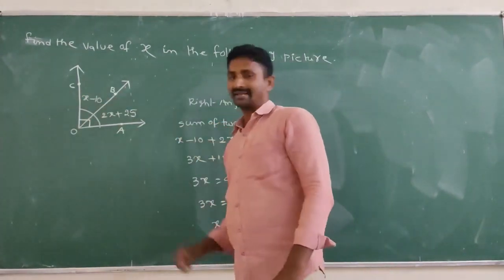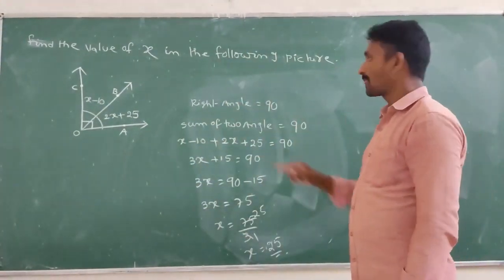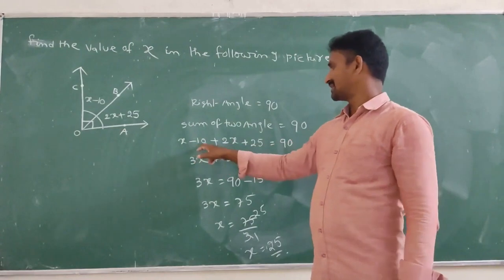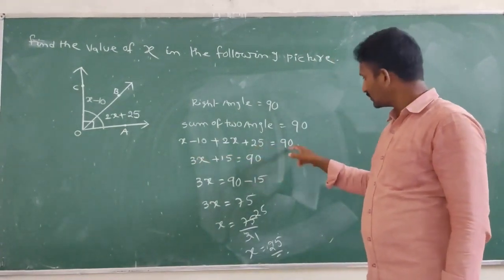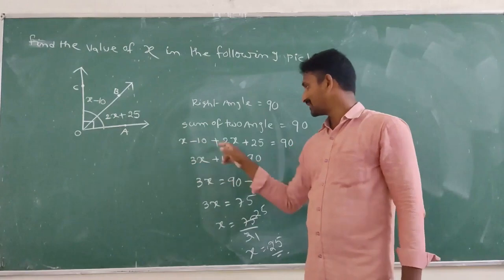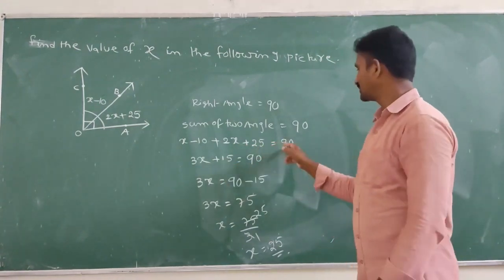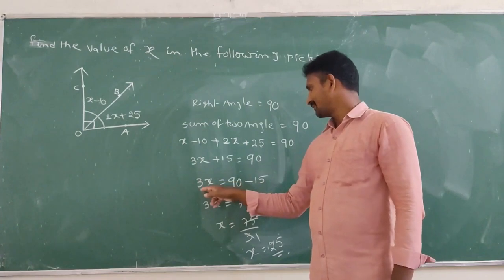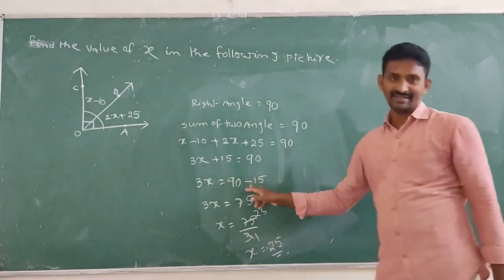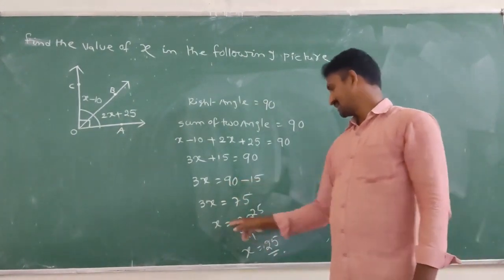Again, it is a right angle triangle with two angles. The right angle is 90 degrees, so the sum of the two angles is equal to 90. x minus 10 plus 2x plus 25 equal to 90. x plus 2x is 3x, minus 10 plus 25 is 15, equal to 90. 3x equal to 90 minus 15, which is 75. So x is equal to 25.